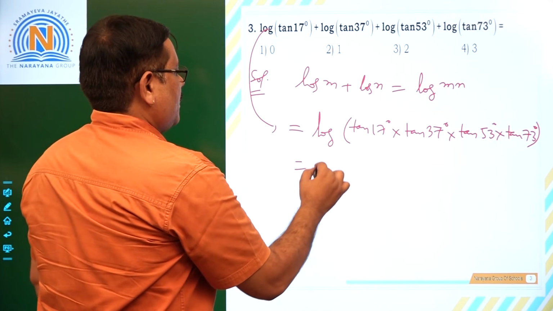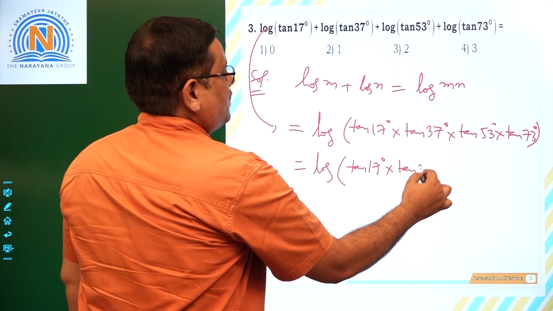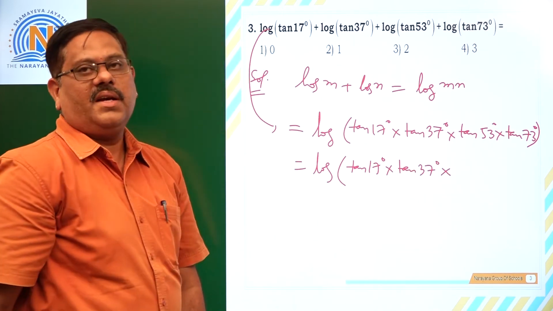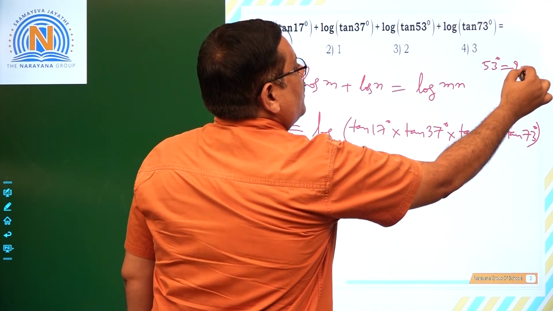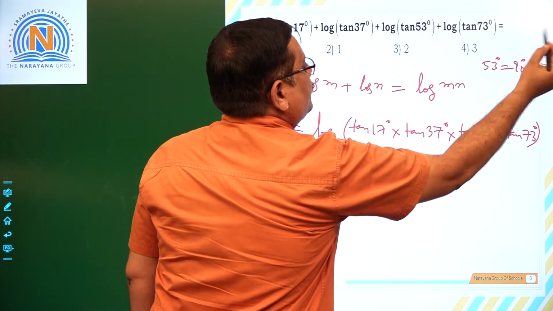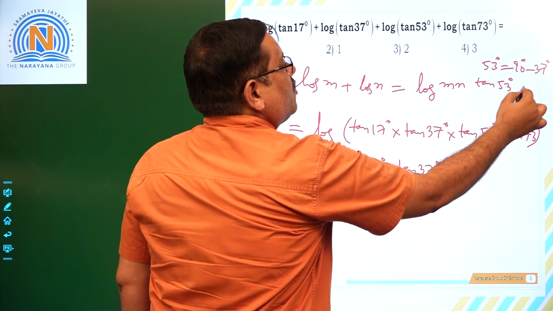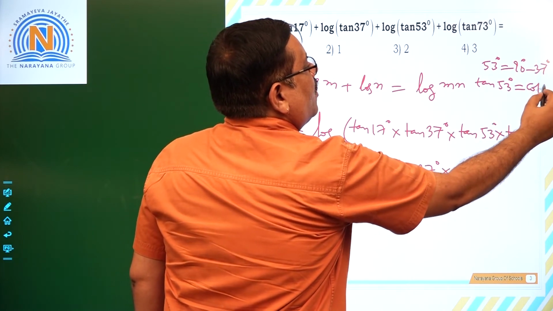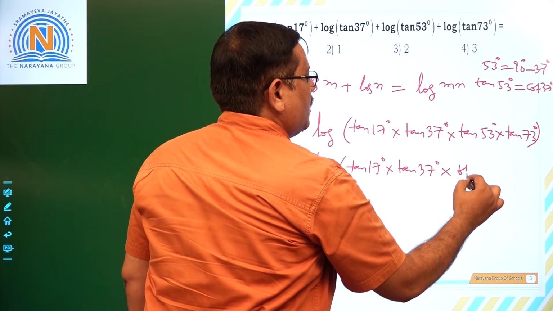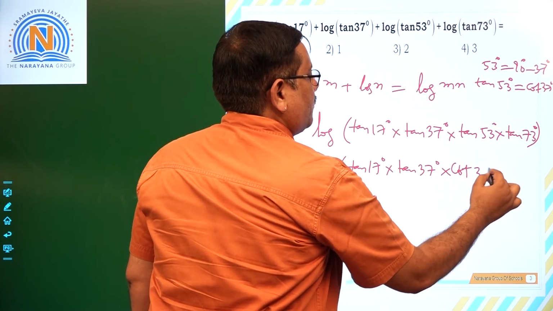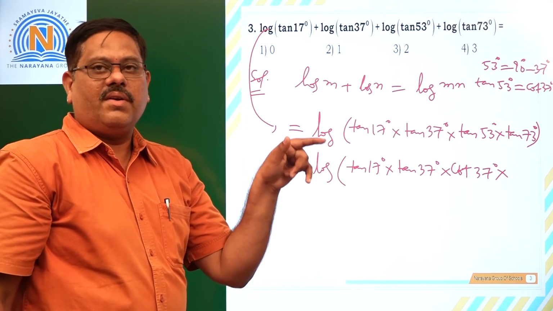Fine. That is otherwise log of tan 17 degrees into tan 37 degrees into tan 53 degrees. Tan 53 degrees, actually we can write as 90 minus 37 degrees. Tan 53 degrees is going to be tan of 90 minus 37, that is nothing but cot 37 degrees. Okay, cot 37 degrees. So tan 53 degrees we can write as cot 37 degrees. Similarly, tan 73 degrees we can write as tan of 90 minus 73, that is 17 degrees.